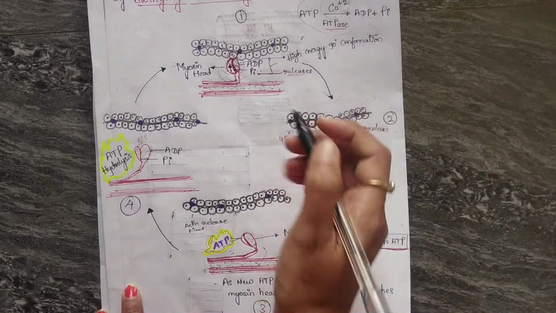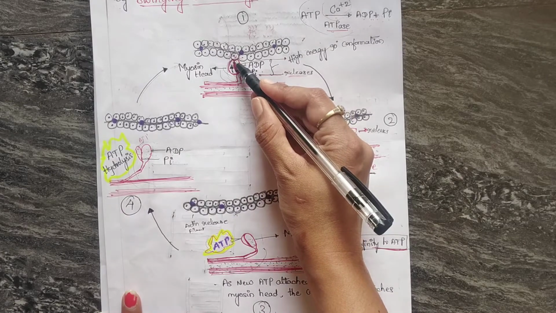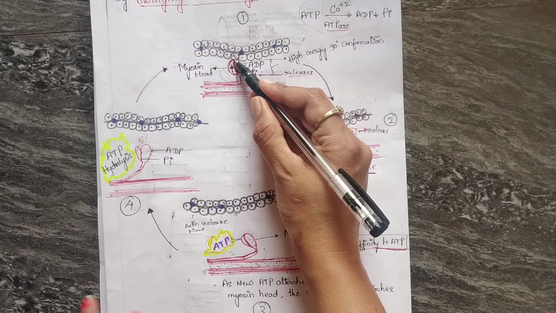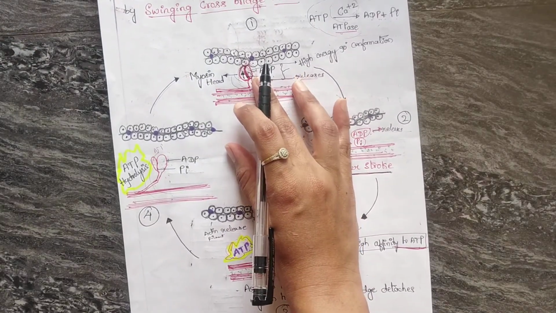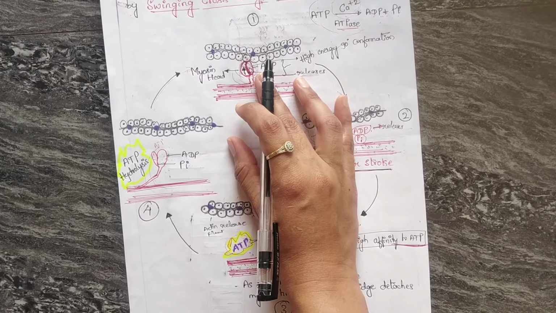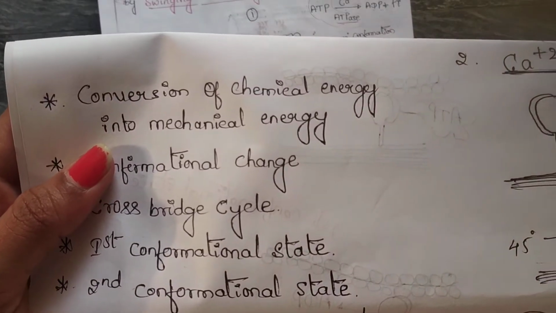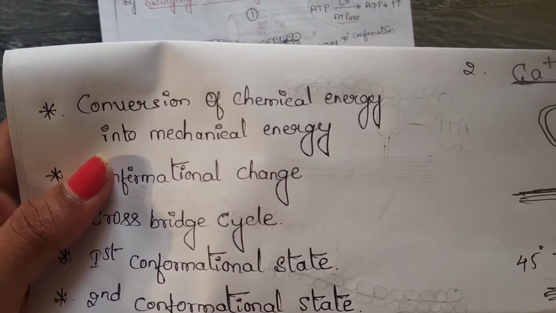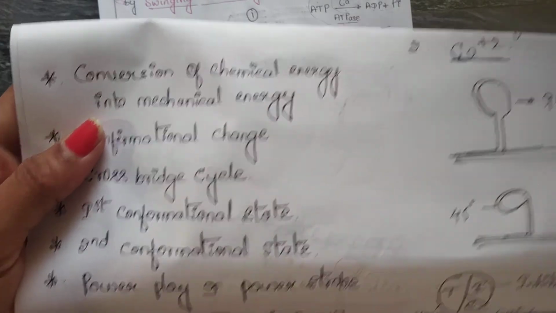And we know that the myosin head contains an ATP binding site, ATPase activity, motor activity, and an actin binding domain. The conversion of chemical energy into mechanical energy can be explained in terms of conformational changes in the myosin head. That is, the chemical energy from ATP hydrolysis brings about the conformational changes in the myosin head.